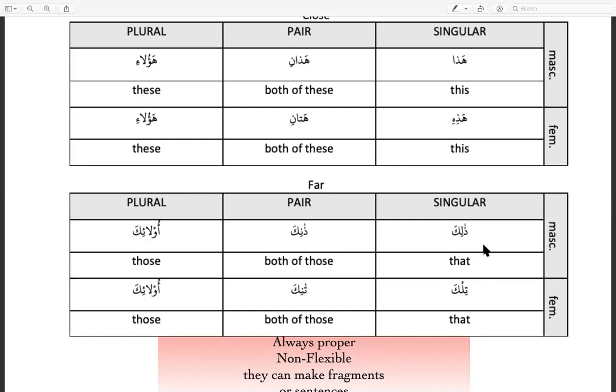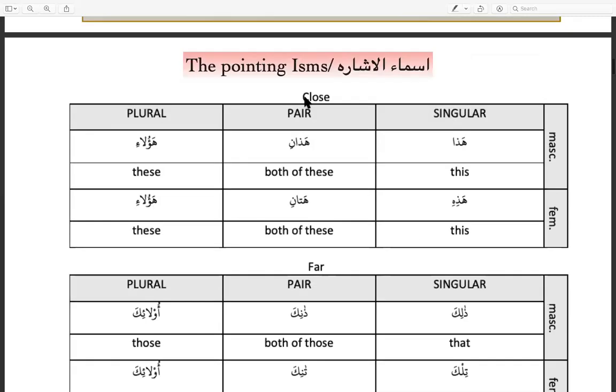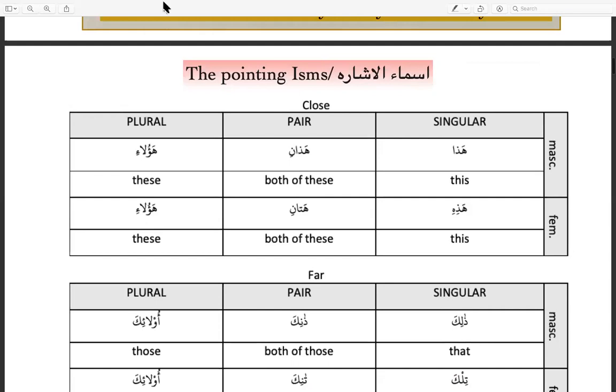Okay, I think I'm using a different PDF because I added something. Give me one sec, please.